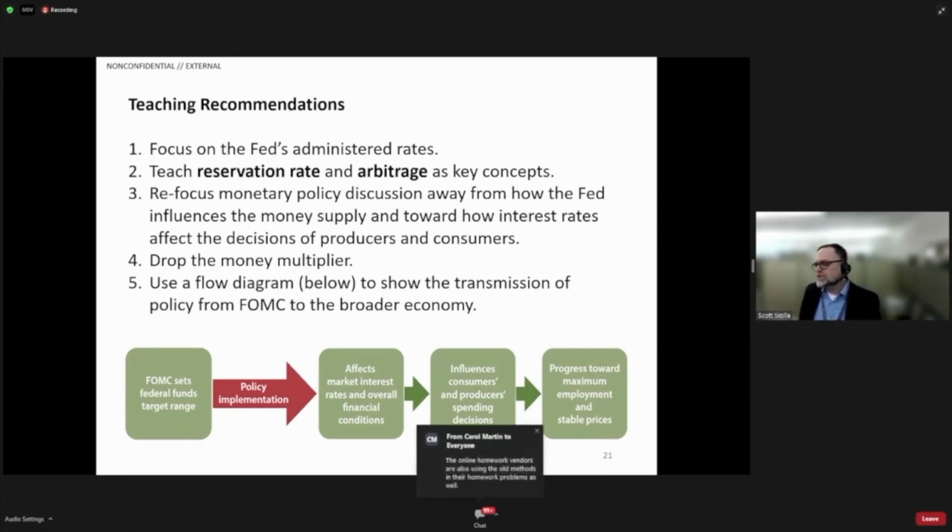And number 5, we propose using this flow diagram to talk about how policy affects the broader economy. So in this simple flow, we have the FOMC setting the target range for the federal funds rate. The red arrow is where the tools come in. This is where the Fed uses the tools to shift the federal funds rate into the target range. That next green box: the higher or lower interest rates affect market interest rates and overall financial conditions, which influences consumers' and producers' spending decisions, which allows for progress toward the Fed's dual mandate of maximum employment and price stability.